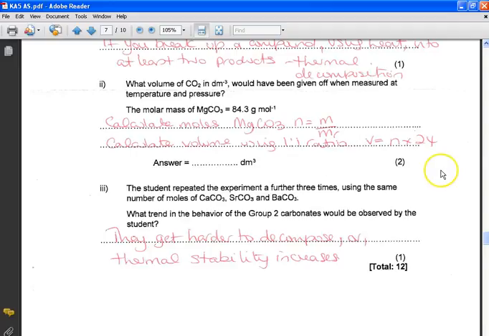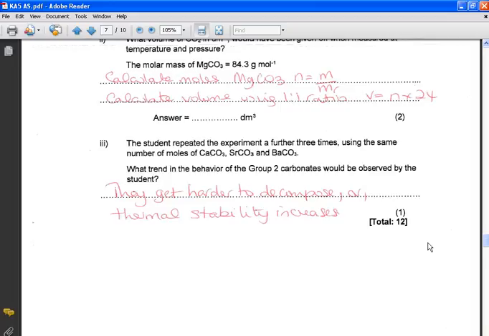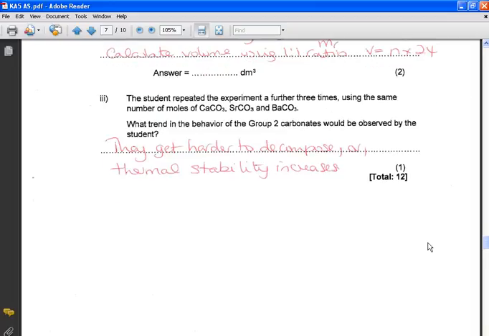And then obviously here we're just looking at a straightforward volume equals number of moles times 24 to get volume. Your initial moles coming from mass over molar mass. This part of the question, as far as I'm aware, you don't actually need to answer to know this information. It doesn't hurt you to know it, but their thermal stability increases as you go down group 2, the carbonates. Okay.